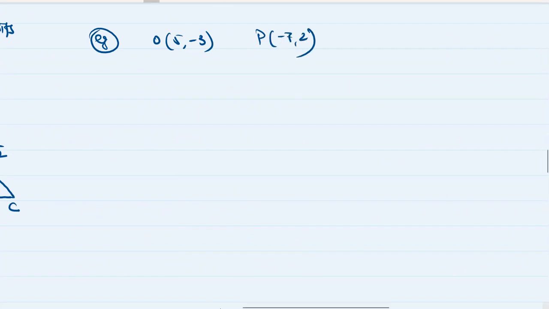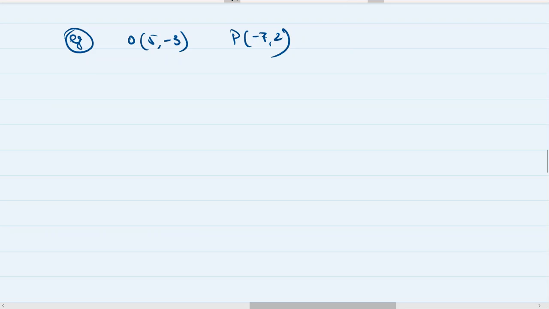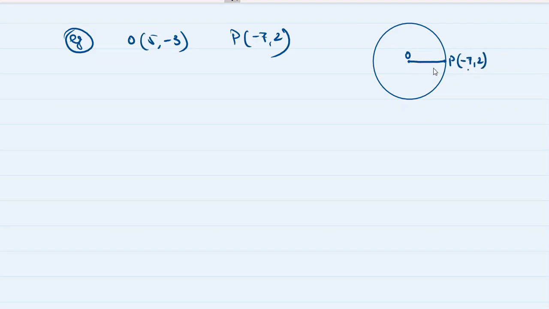Center 5 comma minus 3 and passes through the point minus 7 comma 2. Let's check it once. So it is somewhat like this. This is the center and this is the point. This center is O and this point is P. P is minus 7 comma 2 and O is 5 comma minus 3. We have to find the area of this circle, and for finding area we have to find the radius. Radius is the distance between O and P, correct?